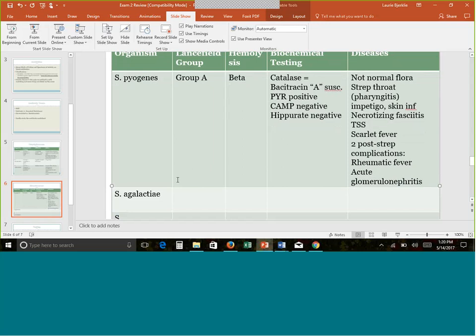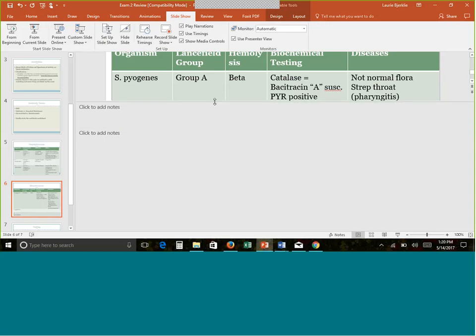And I just lost my thought of what I was going to do next. Oh, I remember. While we're on the topic of strep pyogenes, in your study guide this week, you should have been doing virulence factors for strep pyogenes. I did ask that you know the virulence factors for strep pyogenes.